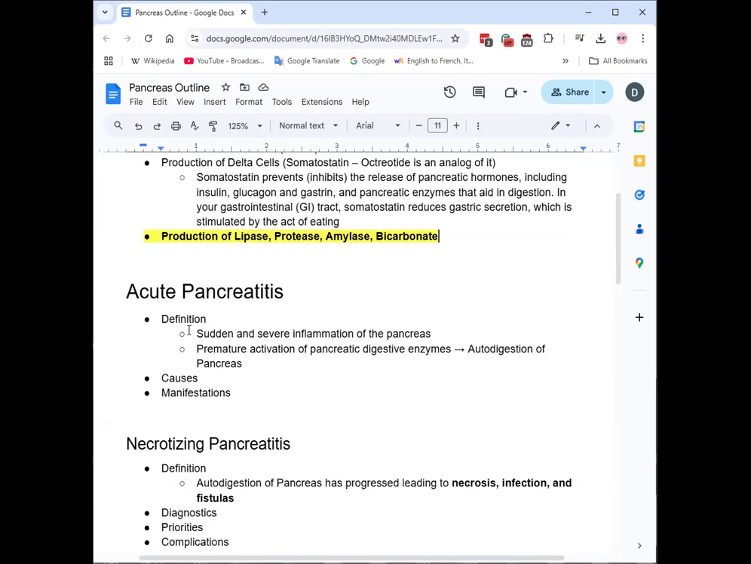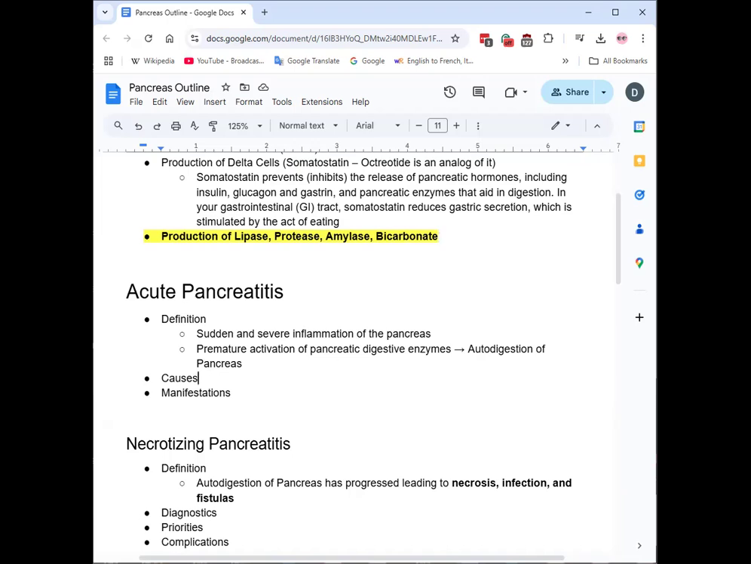For acute pancreatitis, I have the definition down, and we're going to have you guys talk about the causes and some of the signs and symptoms. So the definition would be the sudden, and the key word there is sudden, severe inflammation of the pancreas. So it's an acute inflammation. A lot of it is due to those digestive enzymes activating when they shouldn't, leading to auto-digestion of the pancreas. Auto meaning self, so the pancreas is basically digesting itself.